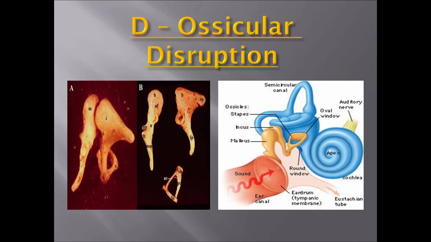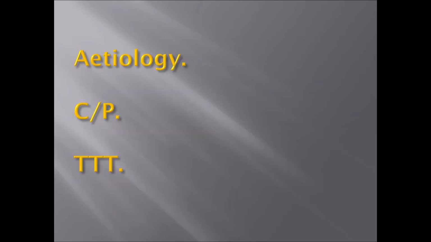The fourth traumatic lesion is the ossicular disruption that results from trauma to the middle ear. It causes conductive hearing loss and tinnitus due to loss of amplification mechanisms of the sound in the middle ear, and the treatment is the ossiculoplasty.